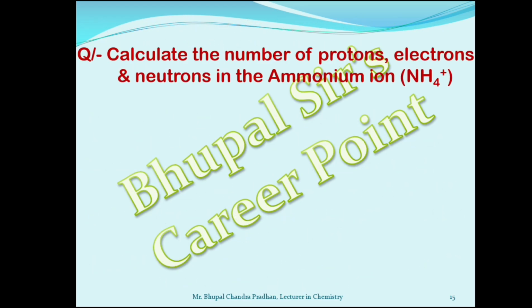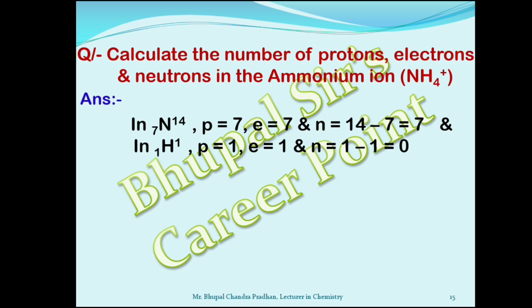Let us solve some applicable problems. Calculate the number of protons, electrons and neutrons in the ammonium ion. The ammonium ion is NH4 plus. It consists of nitrogen and hydrogen. In the case of nitrogen, the atomic number is 7 and the mass number is 14. So proton is equal to 7, electron is equal to 7 and neutron is also equal to 7.